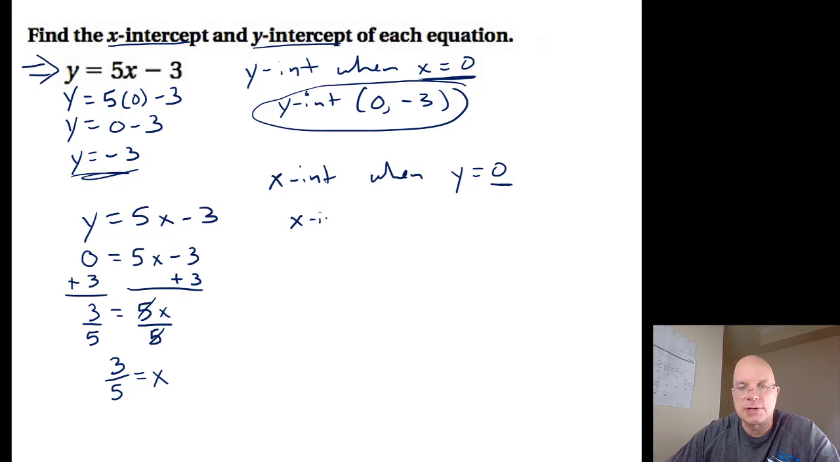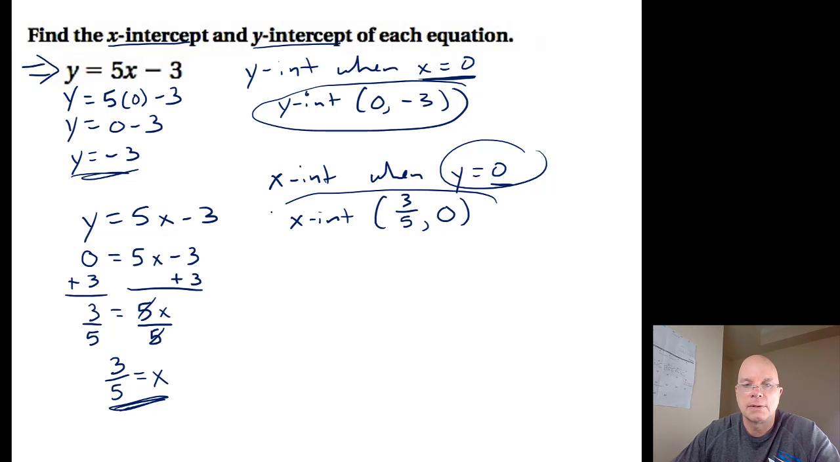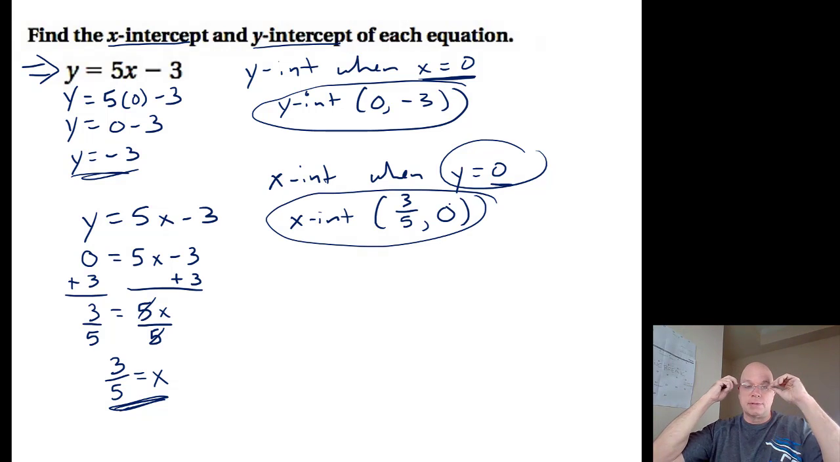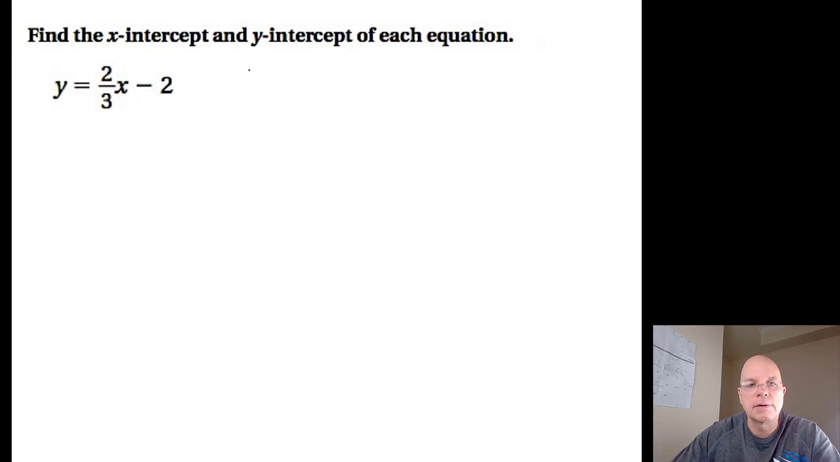So the x-intercept has an x value of 3/5, and a y value of course, 0. That's what makes it the x-intercept. This is how you find the x and y-intercept. You substitute 0 for x to find the y-intercept. Then you substitute 0 for y to find the x-intercept. Let's do one more together.